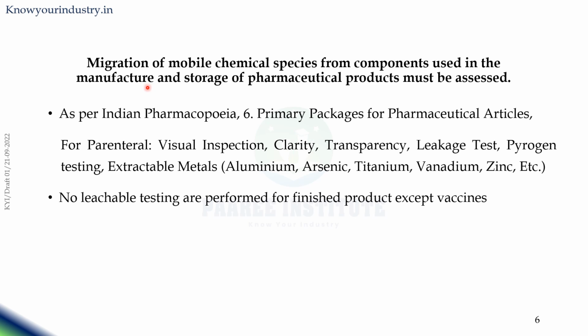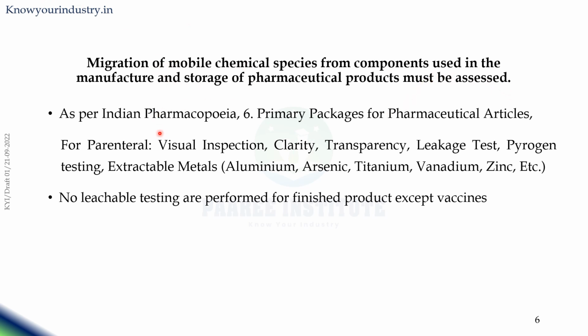So some materials or chemical species can be migrating from the silicone tubes or the rubber stopper or the plastic bottles used in the pharmaceutical product for the storage or the manufacturing parts. So these chemical species can be contaminating the product. It can be the impurity and it can be toxic also. So this must be assessed during the development of the product. So that is called extractable and leachable studies.